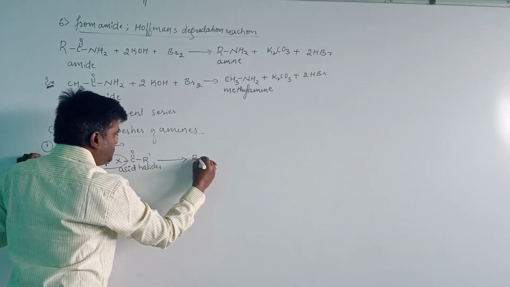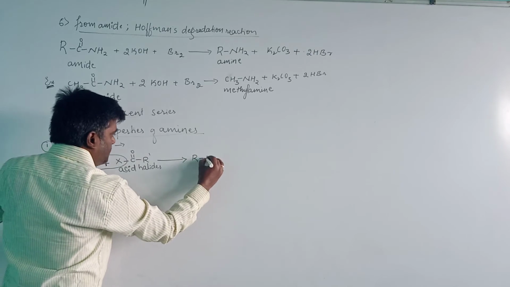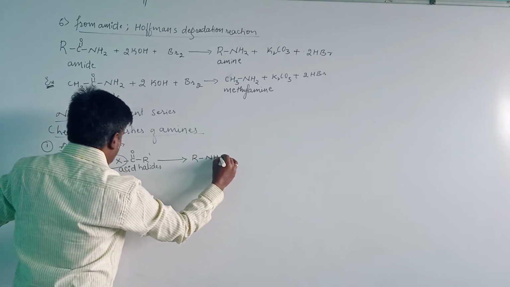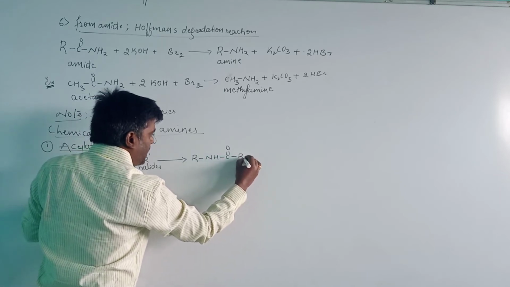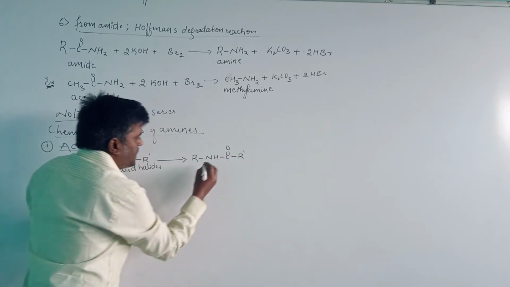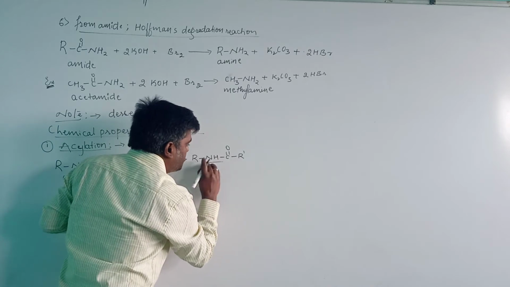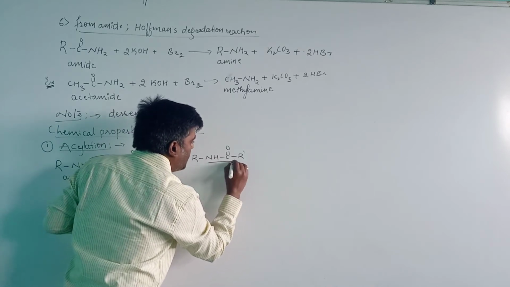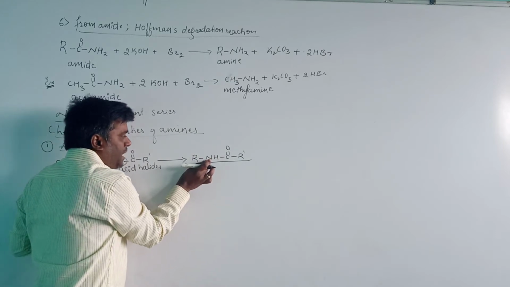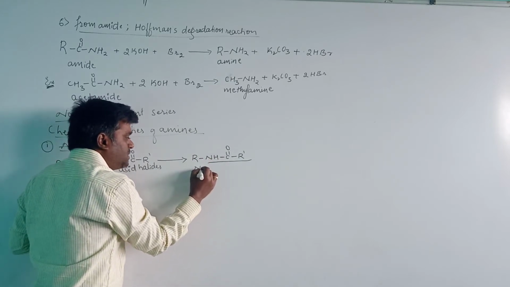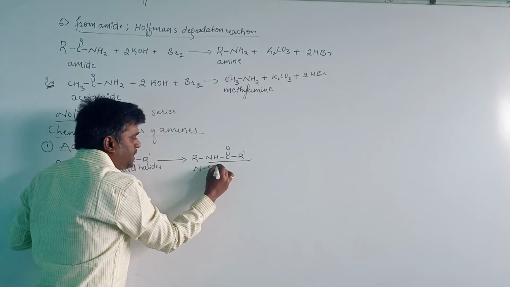R N H, then C double bond O R dash. Okay, here this much part is known as an amide, and an alkyl group is attached to the nitrogen. Therefore, we call it an N-substituted amide. Okay.